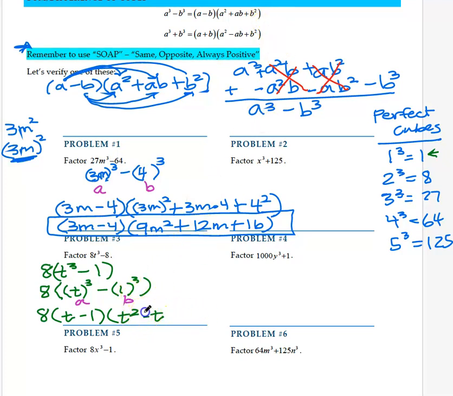Whoops, why did I put minus? I meant plus, right? And then the last one is going to be 1 squared, which is just 1. And then again, check to make sure you use SOAP, right? Same, opposite, always positive. And so that would be your answer. All right, any questions so far?